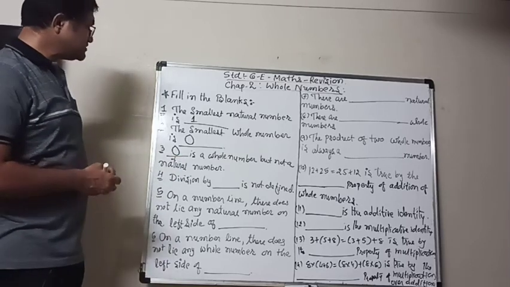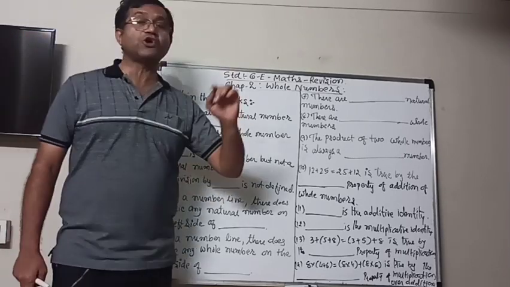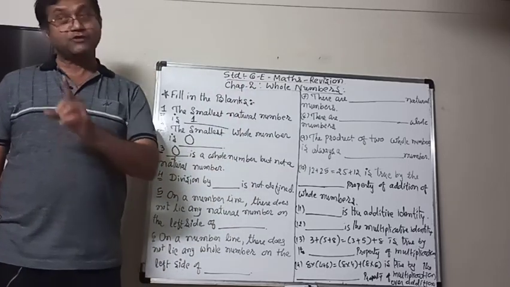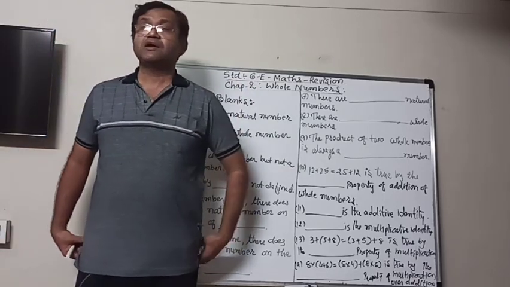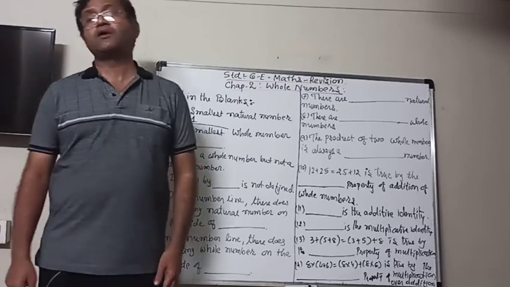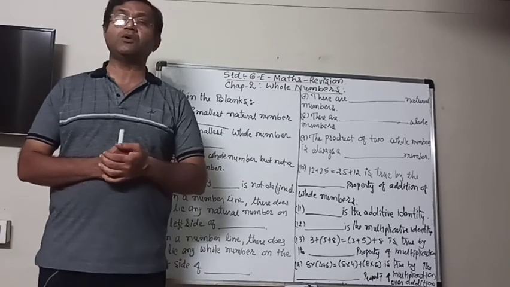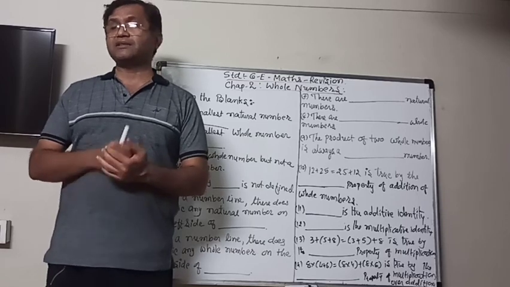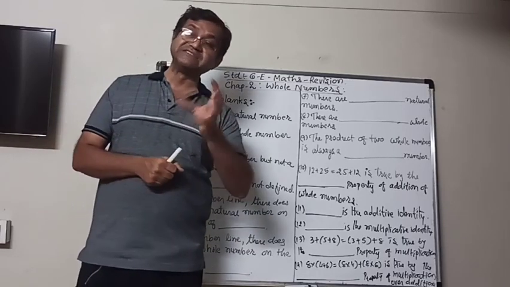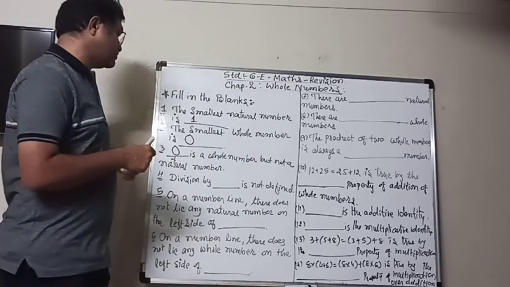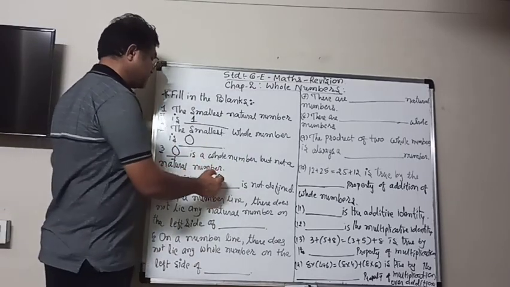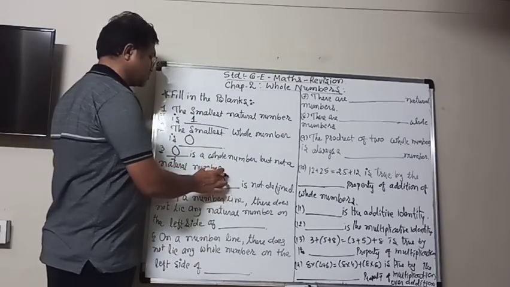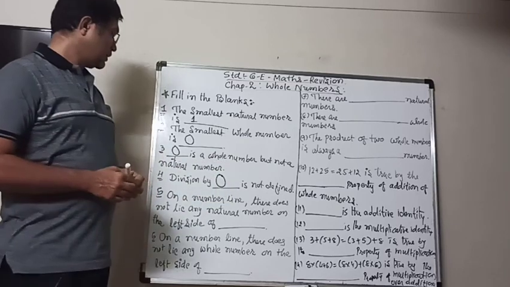Next, division by blank is not defined. We already discussed that when we divide any whole number by 0, we don't get an answer. Therefore, division by 0 is not possible. So in this blank also, the answer is 0.